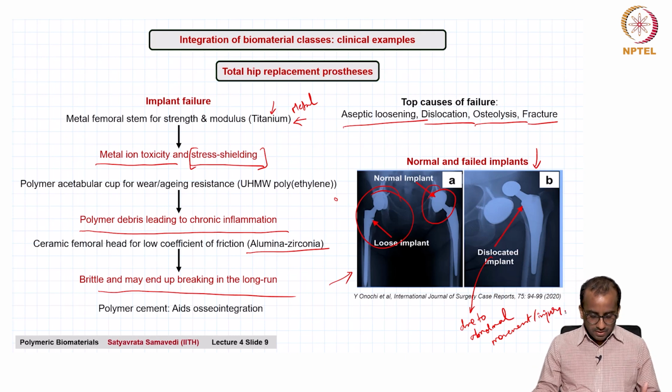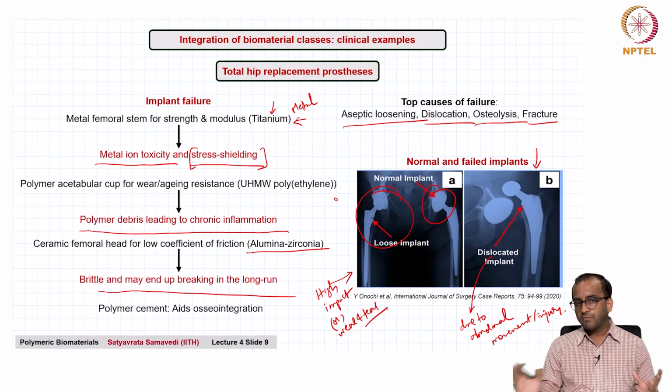And you can also have this loosening happening due to high impact or wear and tear. So, in such cases, revision surgery is usually required because the implant is now not functional. In fact, it has led to more problems.